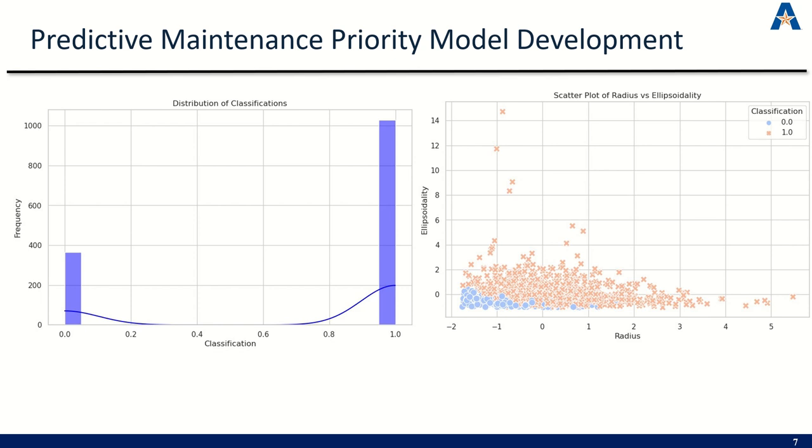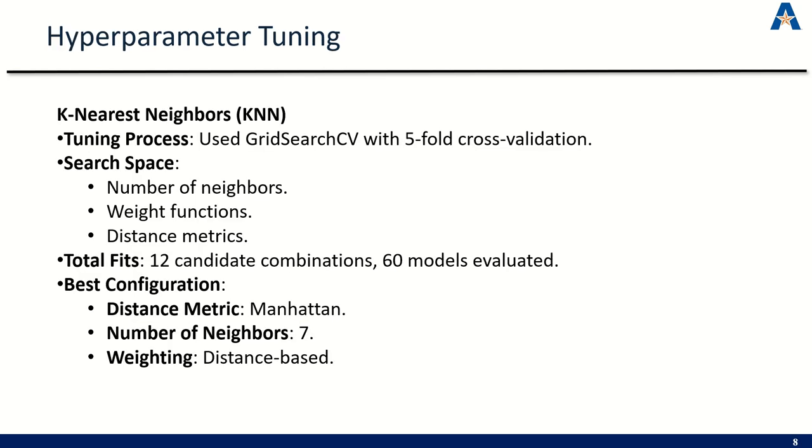Also, if we plot the ellipsoidality and radius, this is another reason why I chose these two. We can see that there is a distinct boundary line between these two classifications, and a very good predictive model can be used if we know this kind of trend between the plot of the two data for which we're willing to predict the classification.